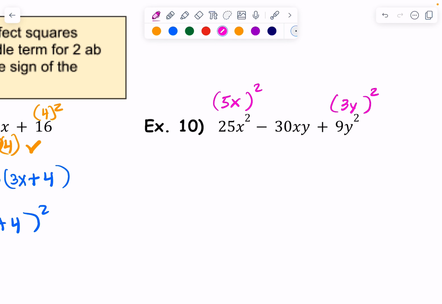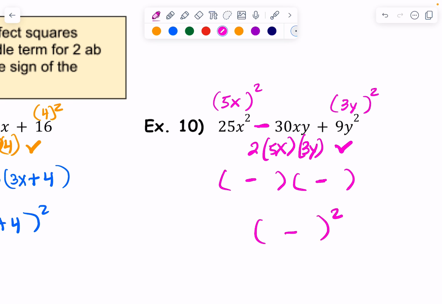As we look at this, we're asking, is our middle one 2 times 5x times 3y? And yes, 30 is 2 times 15, xy. So this does work. We're going to make 2 of the same exact factors, and since the middle has a negative, it's going to be negative. We could also just write it like this. The first thing that was being squared was 5x, and the last thing that was being squared was 3y. So we could write it like this, or we could write it like 5x minus 3y squared, like that.